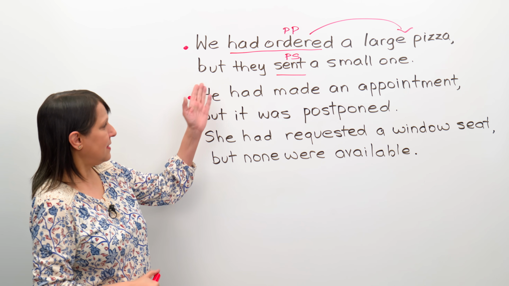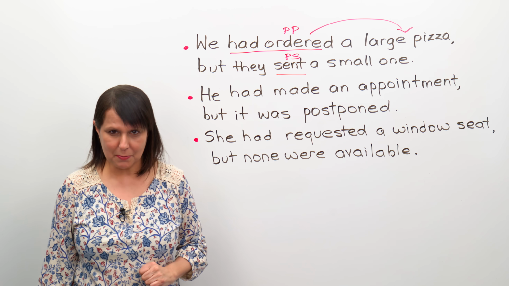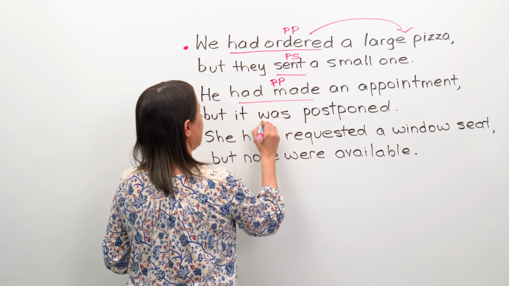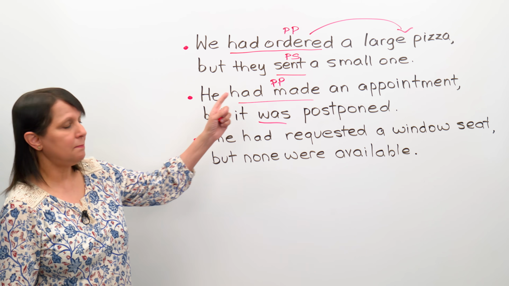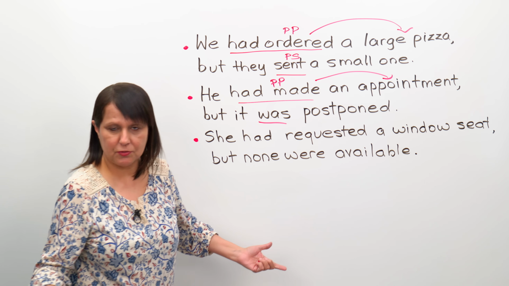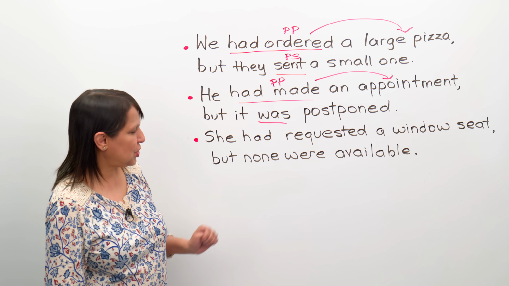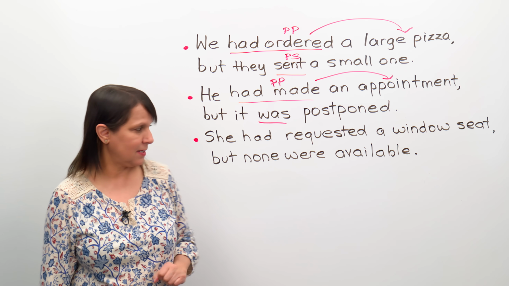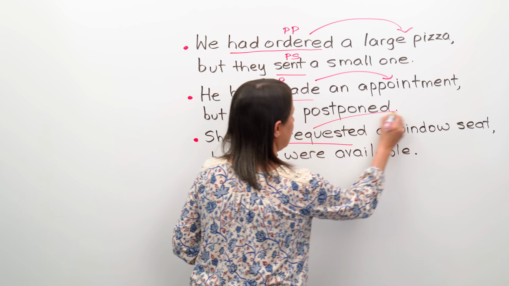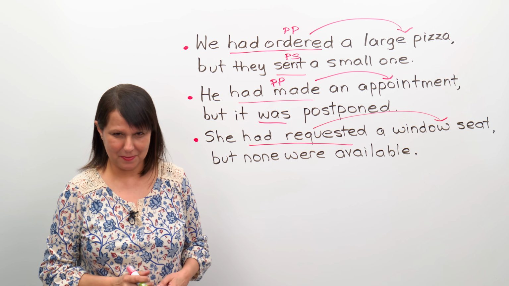Okay? Next, he had made an appointment, but it was postponed. All right? So again, here we have our past perfect and the past simple. He had made what? An appointment. So we just have a noun after that, and that's perfectly fine as well. Okay? Next, she had requested a window seat, but none were available. So again, she had requested what? A window seat, a noun, right? But none were available. All right?